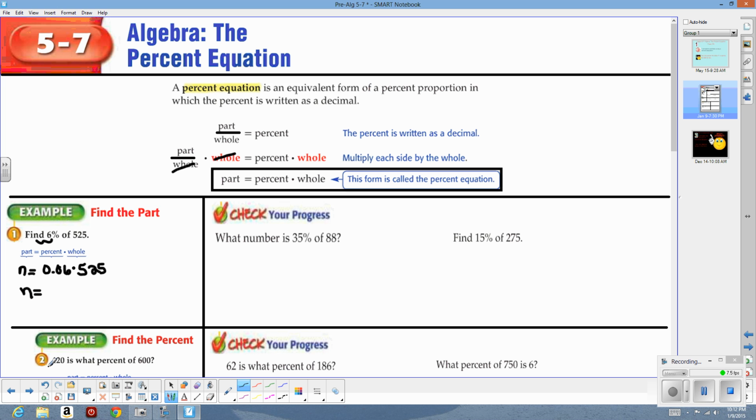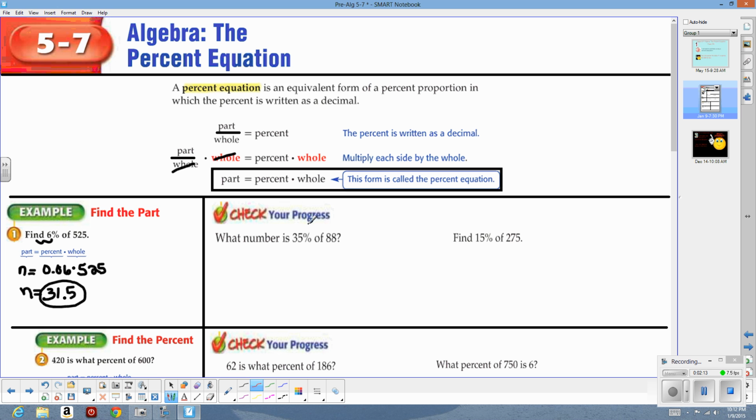You're going to want to grab a calculator. 525 times 0.06, that's 31 and 5/10. So 6% of 525 is 31 and 5/10. You may want to pause the video and try the next two on your own.